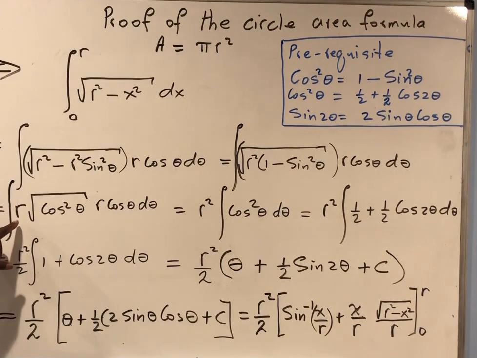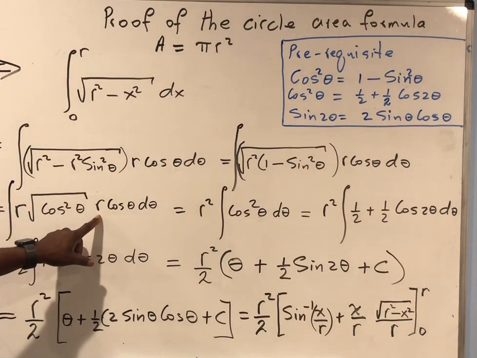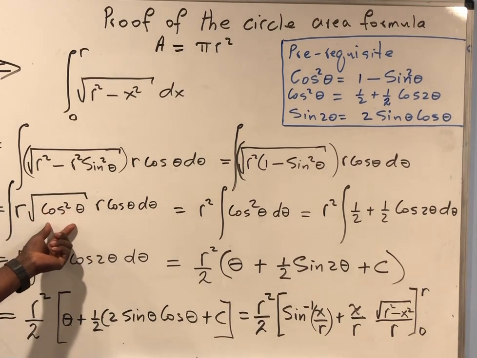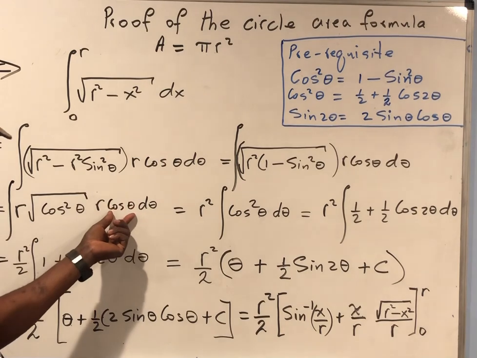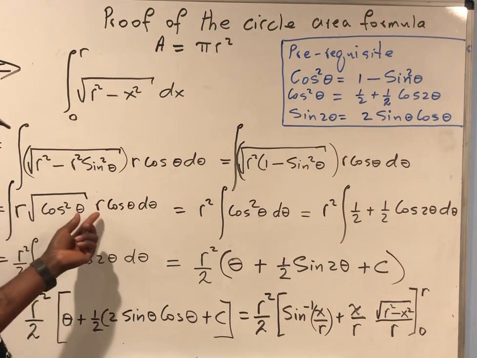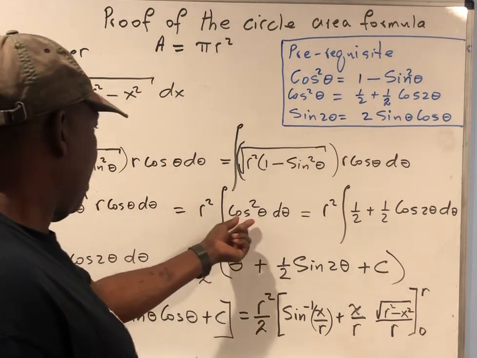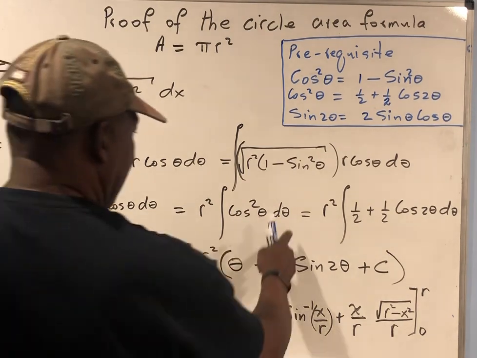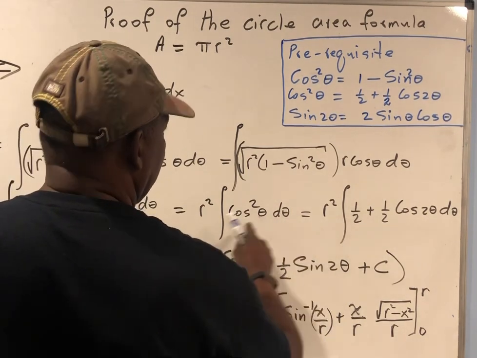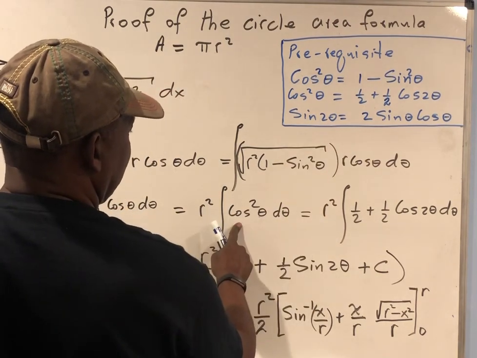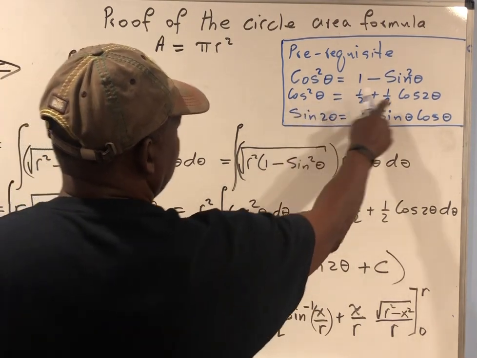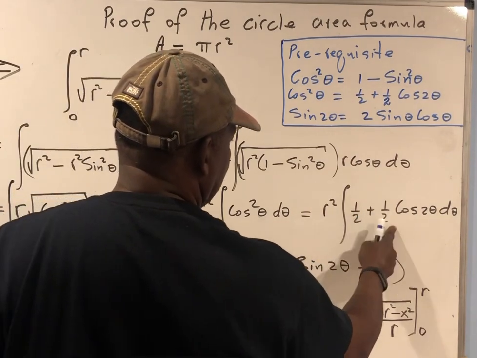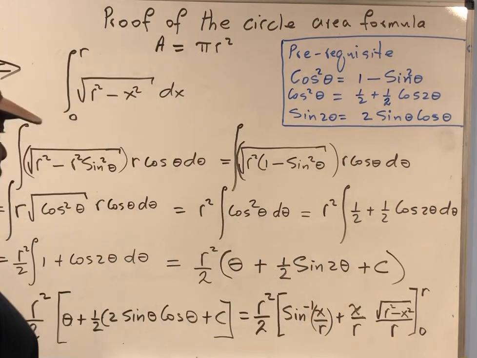So we end up with r times r. From here, we are going to get cos theta times another cos theta, and r times r gives me r squared, and now we have cos squared theta d theta. And now that's equal to further simplification and making the substitution for cos squared theta right there. We have r squared times 1/2 plus 1/2 cos 2 theta.